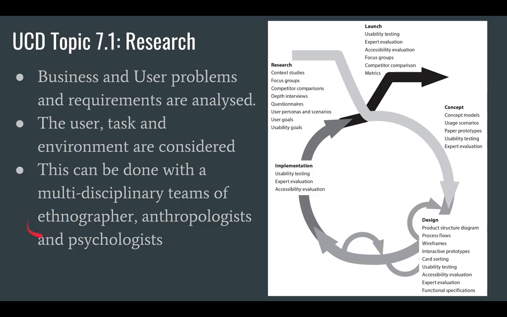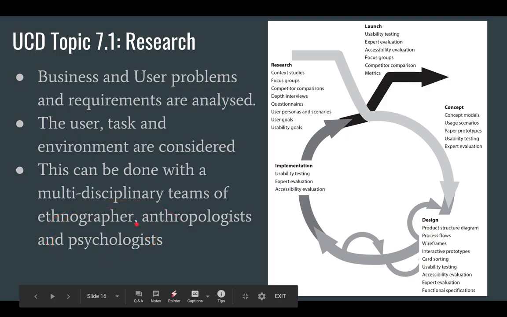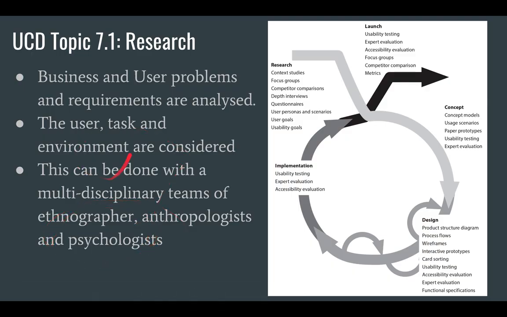So these are people who study ethnic backgrounds, and you have anthropologists. These are people who study people, and psychologists. These are people who study psychology, right? So all of those are going to go into this research.